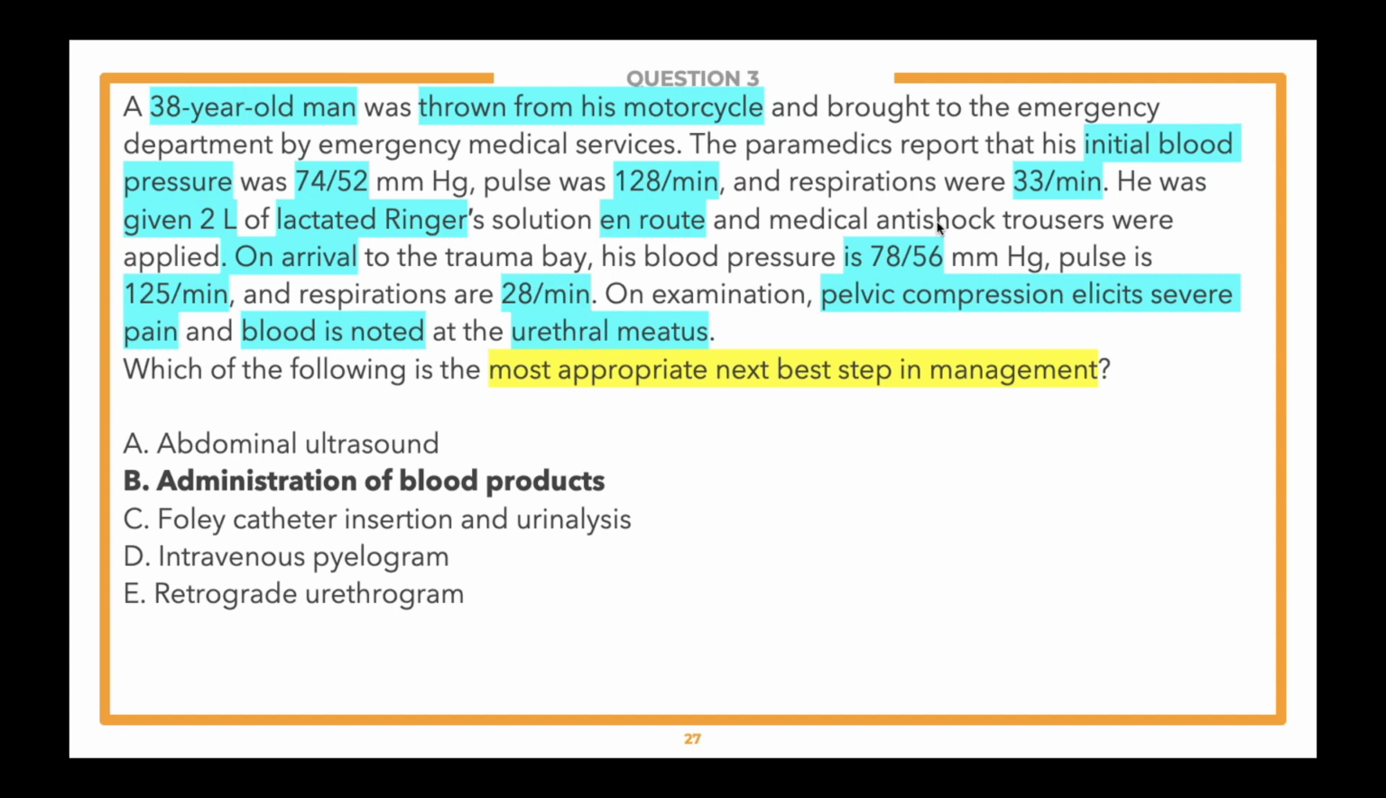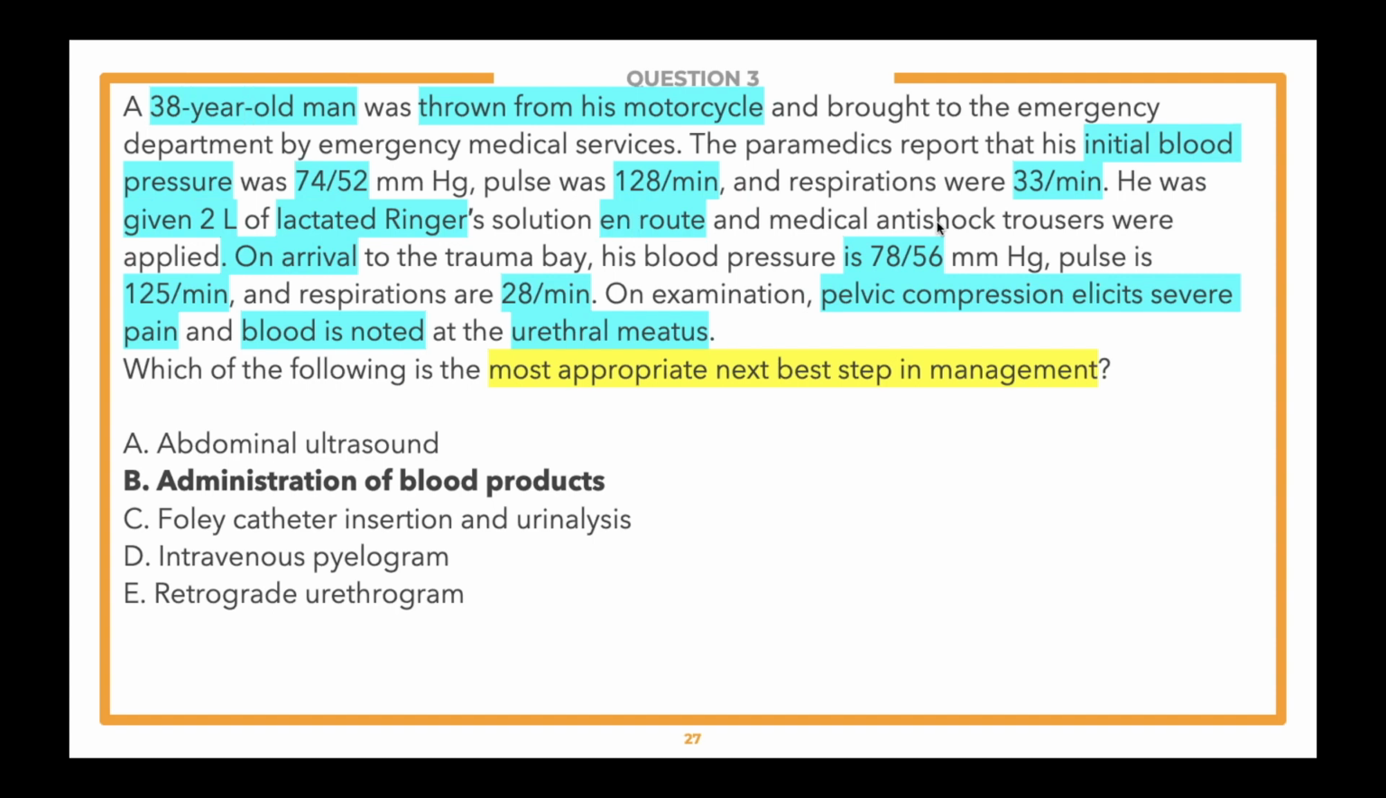Now we do know he's bleeding. There's blood at the urethral meatus, and there's severe pain on exam. So we are worried about a urethral injury and internal hemorrhage, especially when we see that blood at the urethral meatus. So what we need to do is stabilize this patient. That's the first thing we need to do.